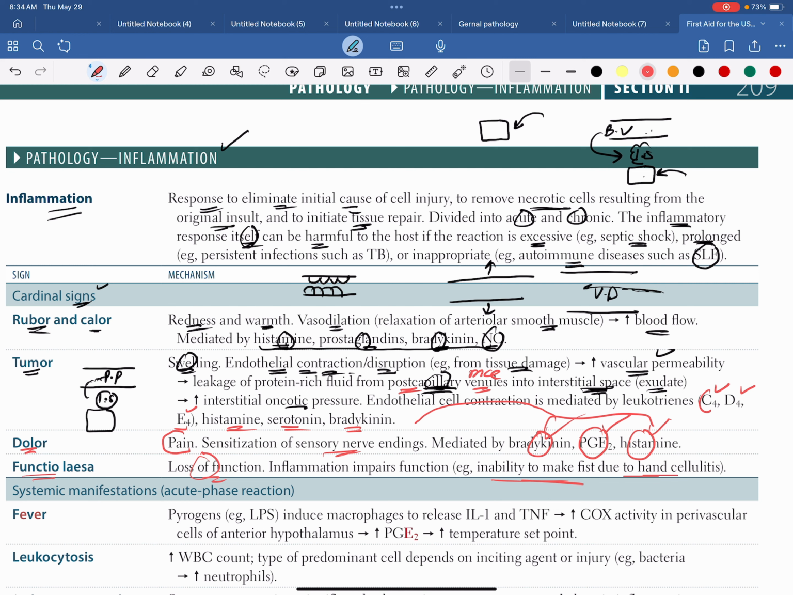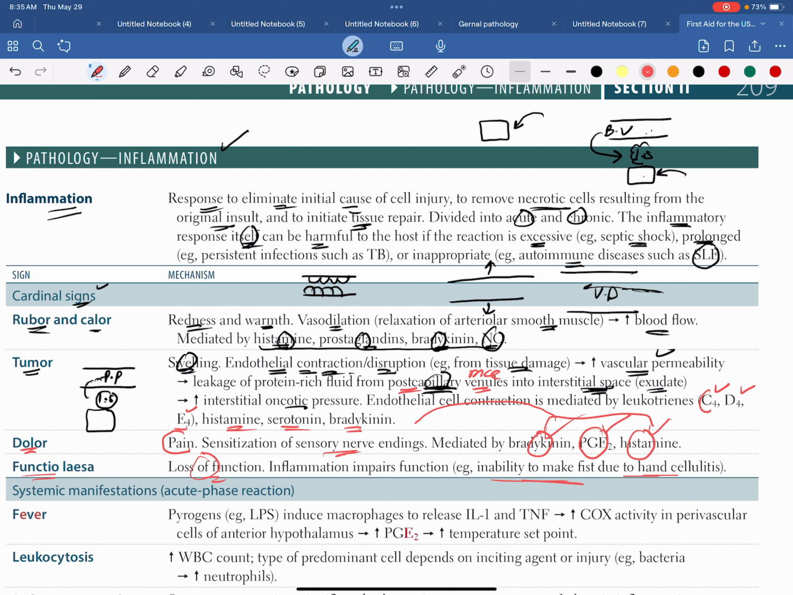Let's take a quick review for the exam. You have to remember the important mediators. They can ask you, what are the mediators that can lead to vasodilation? Histamine, prostaglandin, bradykinin, nitric oxide. Then you have to remember the mechanism. These will lead to vasodilation. Then they can ask, through which mechanism the endothelial cells are going to be contracted and disrupted. So you have to remember the mechanism and the mediators that are going to be produced.